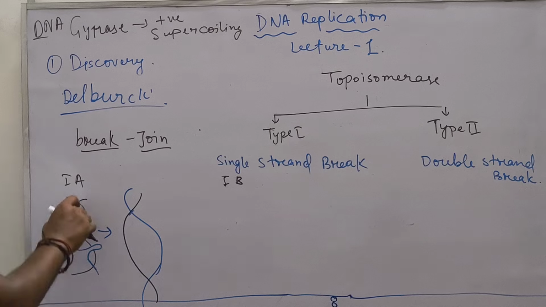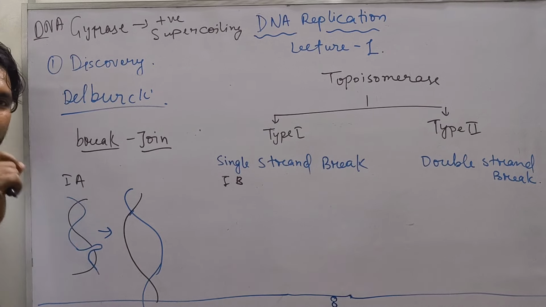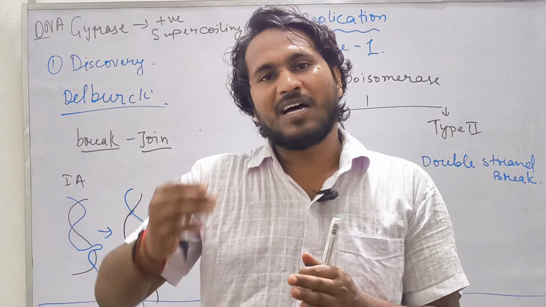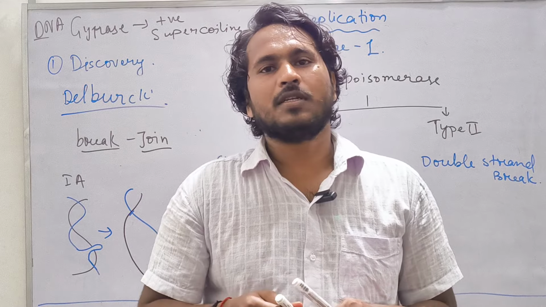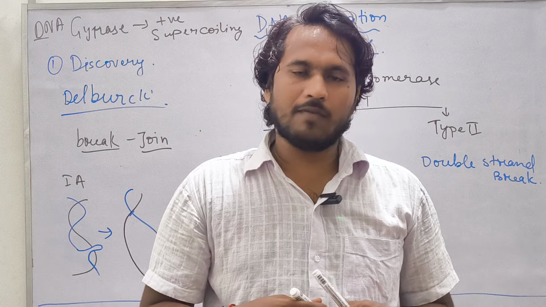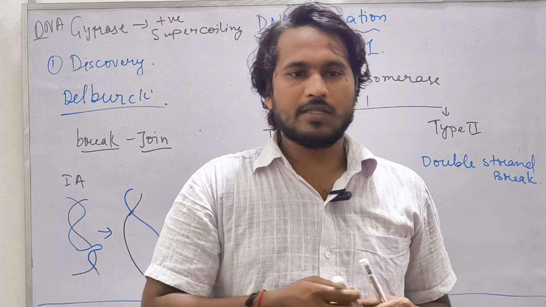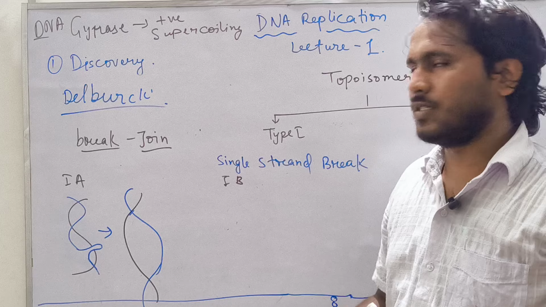So what you found, there was a turn. Linking number is something we will understand. What is linking number? Linking number is the number of times one strand is passed over another strand. Again I am repeating, the number of times one strand is passed over the other strand is called the linking number.